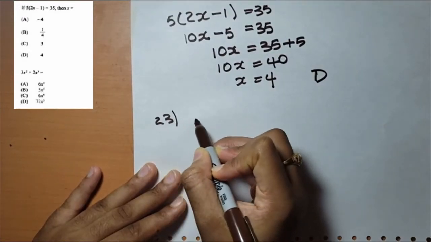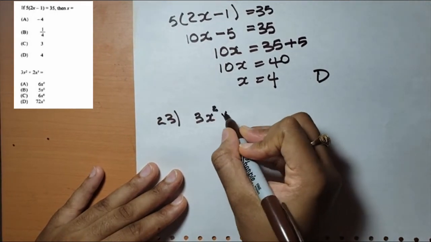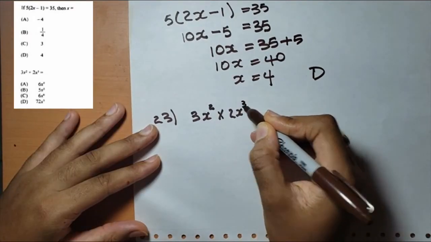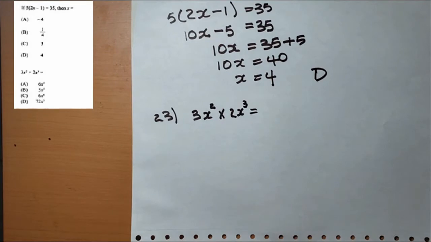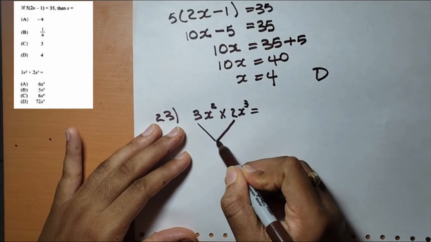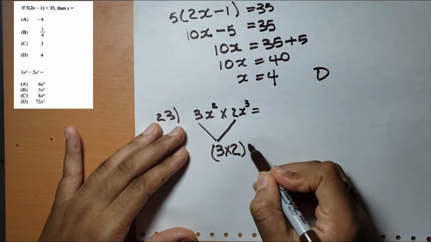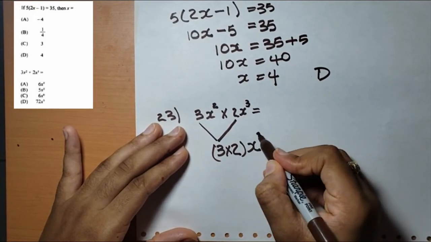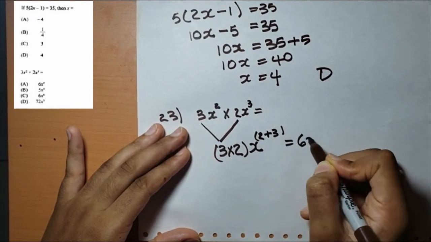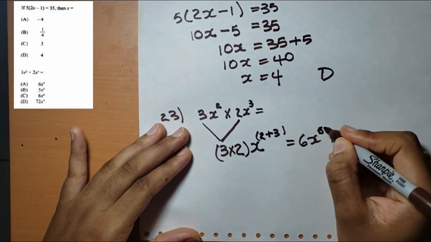23 gave us 3x squared times 2x to the third power. When you're doing multiplication with powers, the numbers you can multiply like normal, so that would be 3 times 2. For the x section, you have to add the powers. So that would be 6x to the 5th power. And that's A. I'm sorry I wrote this weird, but it's 5.